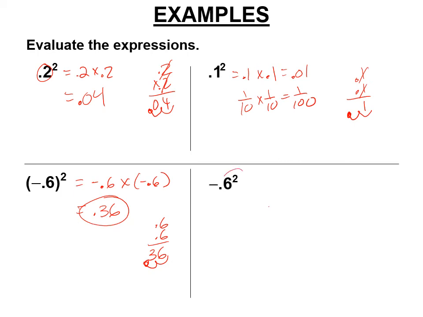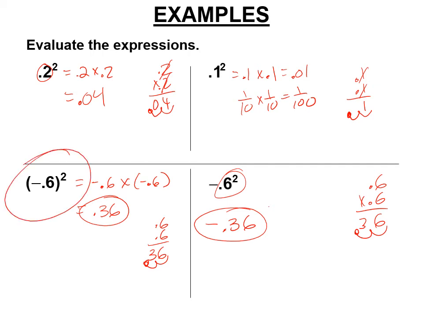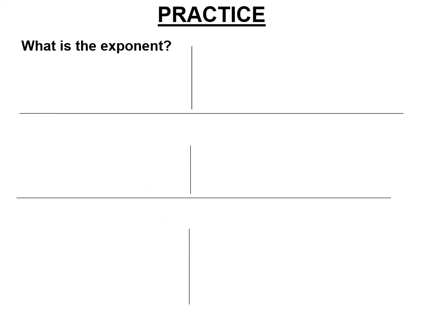This one, right, there's that, right? Nope, I forgot to write the parentheses. So you would do 0.6 times 0.6, right, and get the 0.36, and then you put the negative in front of it. That's negative 36/100ths. Most of the time, you're going to want to do the one on the left, though. So let's practice.